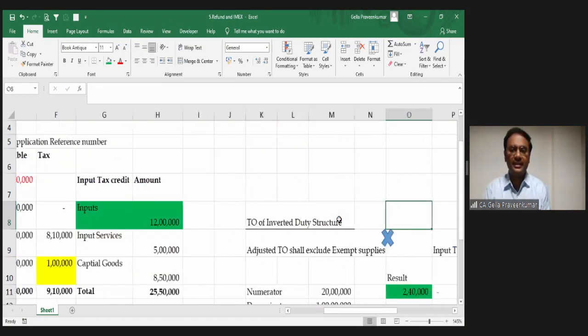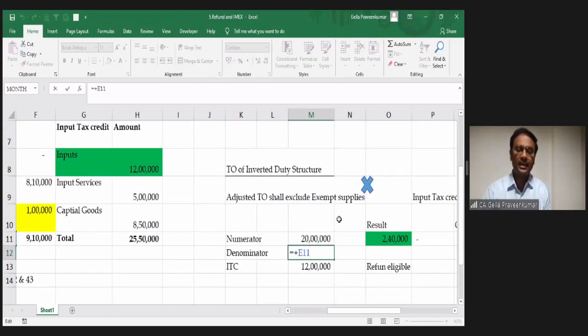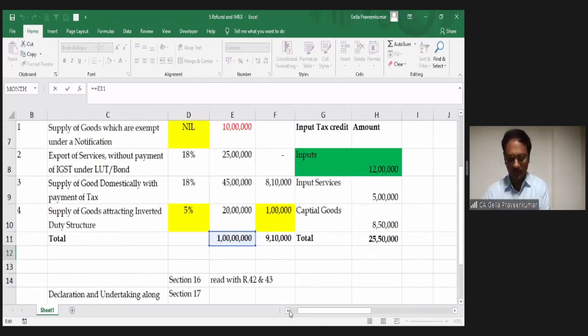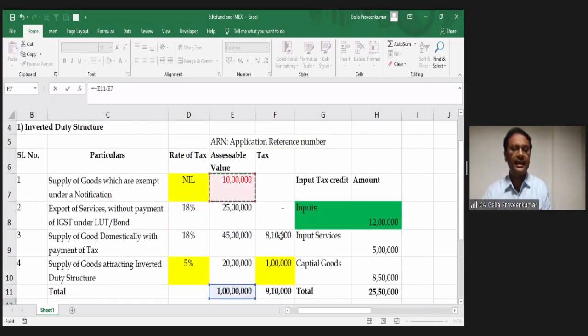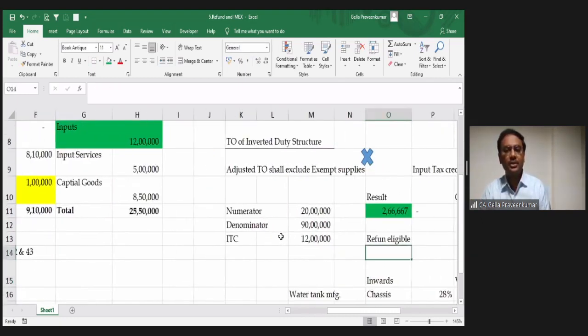Coming to my adjusted turnover in this particular problem, my denominator shall be my total turnover of 1 crore minus this particular turnover of 10 lakhs, while my adjusted turnover shall exclude my exempt supply. So what happens here? Let me show you the formula. 20 lakhs is my numerator.